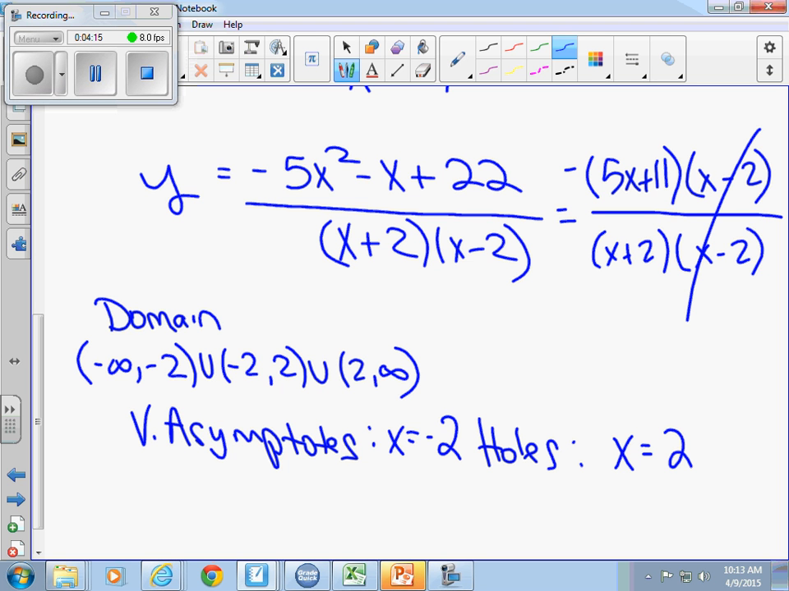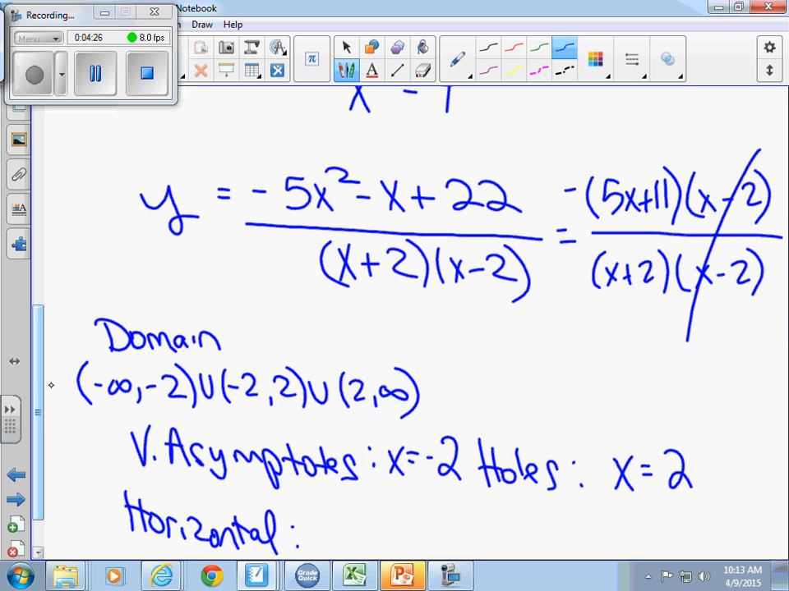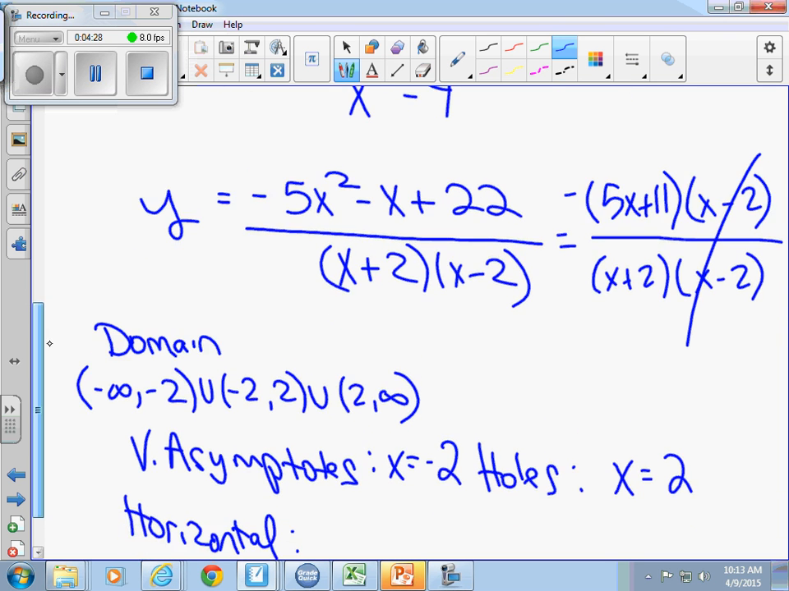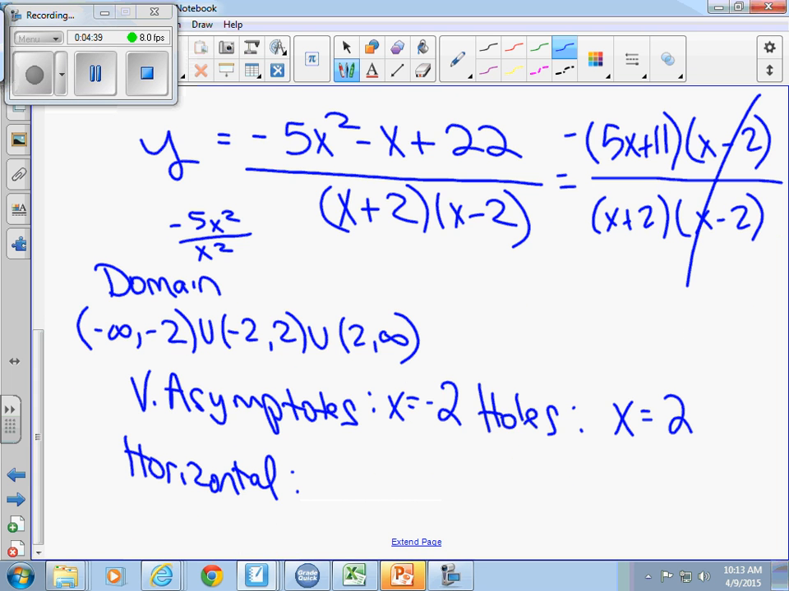Holes, last thing, horizontal asymptotes. I would go back up to unfactored form, the -5x squared over x squared minus 4. Right? The -5x squared over x squared. What is that for horizontal asymptote? y equals -5. Make sure you do put y equals on those horizontal asymptotes and x equals on the vertical asymptotes. Okay, graphing.